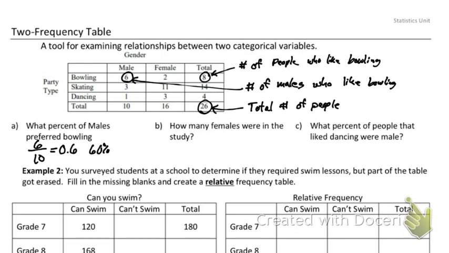How many females were in the study? Ooh, that gets the Zeiser. How many females were in the study? There were 16. There were 16 of them.